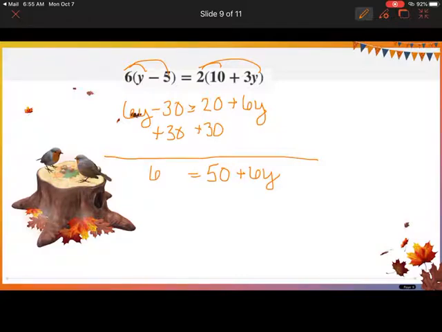equals 6y. Subtract 6y, subtract 6y, and I get 0 equals 50. So this is one where the solution is all real numbers. It doesn't matter what you put in.